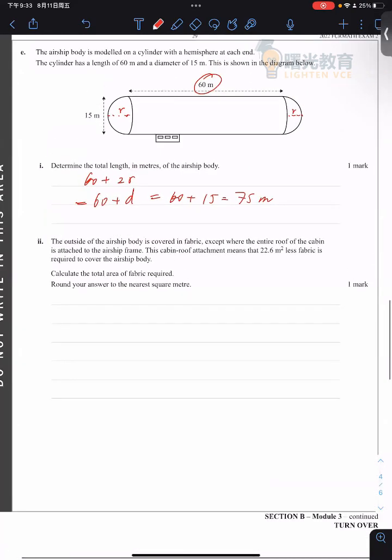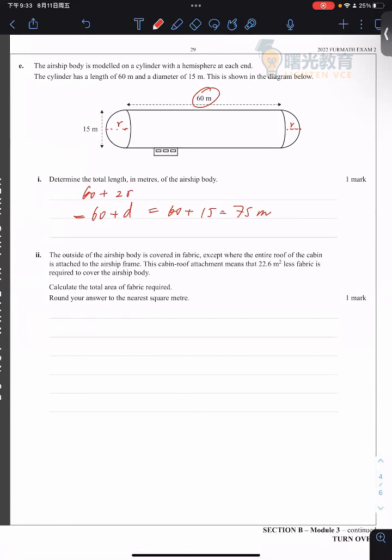Second one, the outside of the airship body is covered in fabric, except where the entire roof of the cabin is attached to the airship frame. This cabin roof attachment means that 22.6 square meters less fabric is required to cover the airship body. Calculate the total area of fabric required. Round your answer to the nearest square meter.